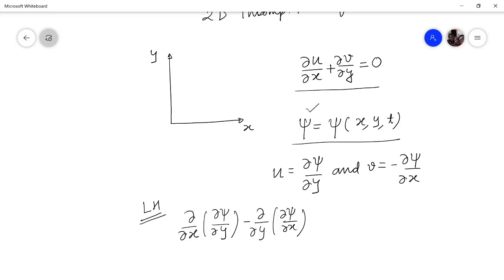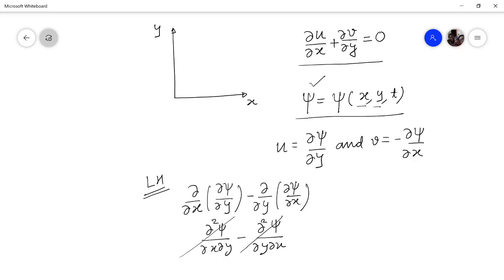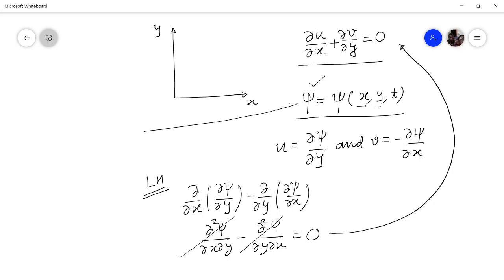So if this psi is a continuous function of these two spatial coordinates and time, then this becomes del 2 psi by del x del y and del 2 psi by del y del x. So if this is a continuous function, then they will be equal and cancelling out, resulting in 0. That is, they will be satisfying the continuity equation. Therefore, this psi is called the stream function.